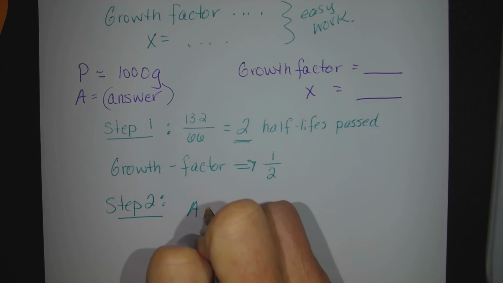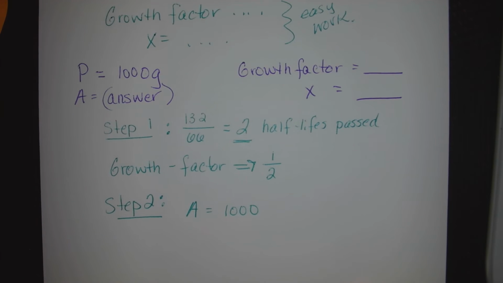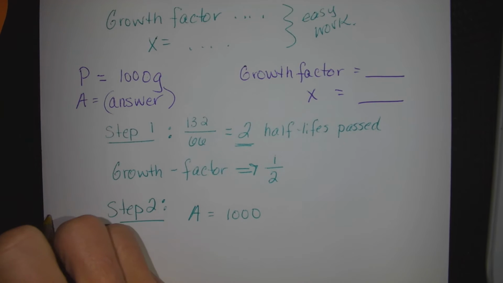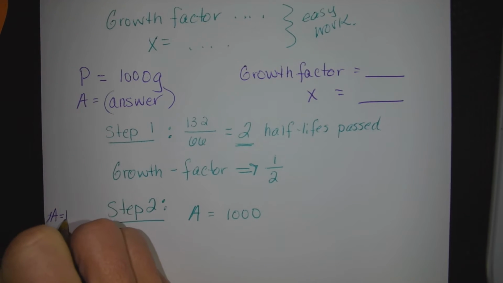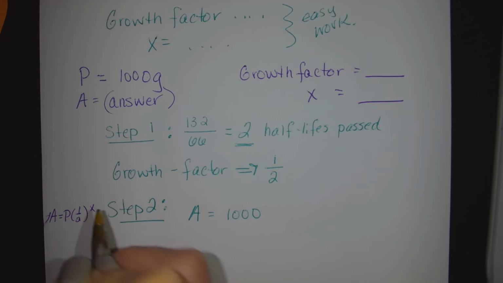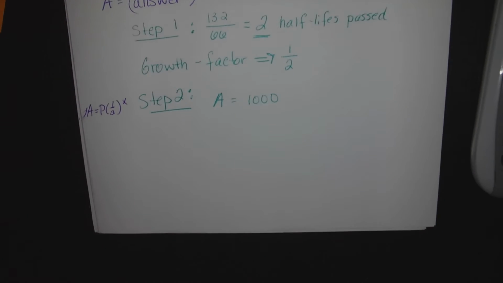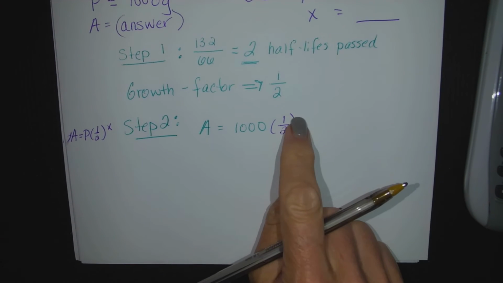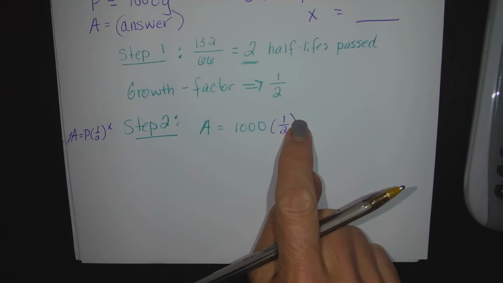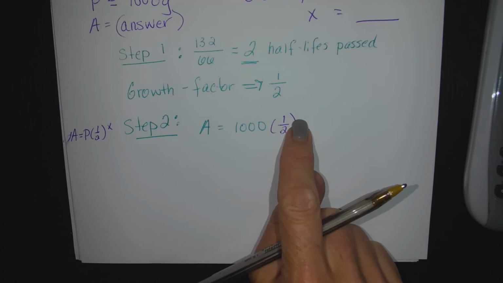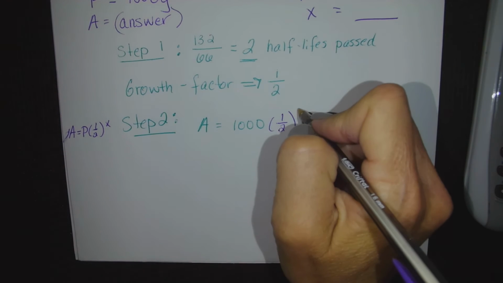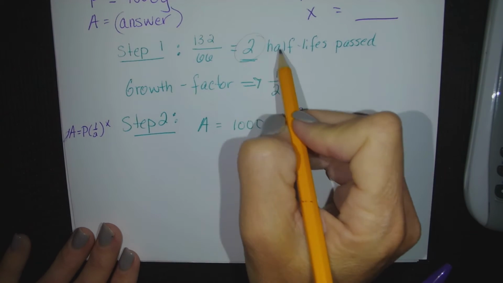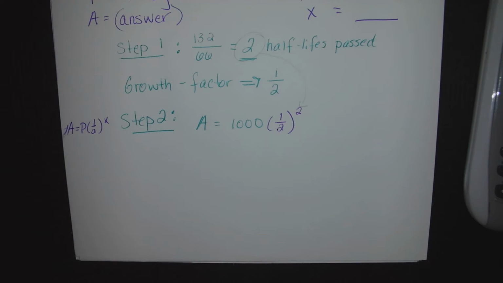Here's our problem. I'm going to write the formula over here. P times a half to the X. Okay. What's my X? We found it. The X is 2. X is 2. All right, I'm going to use my pencil, and I just want you to see, this 2 is that 2.